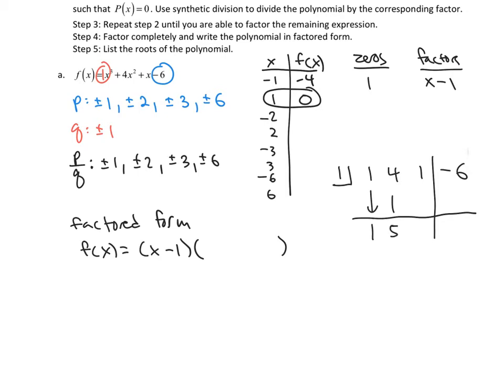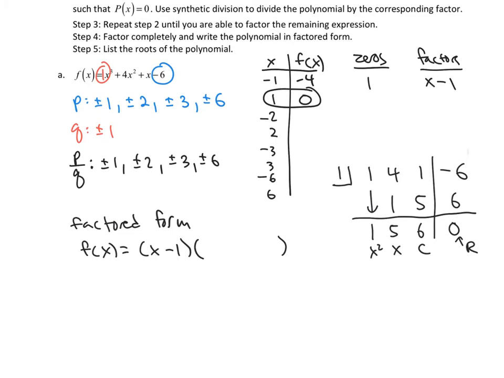1 times 5 is 5. 1 plus 5 is 6. 1 times 6 is 6. -6 plus 6 is 0. That's my remainder, my constant, my x, and my x squared.